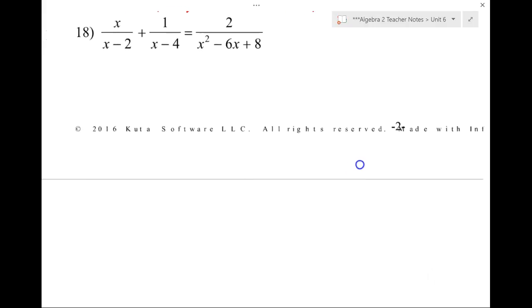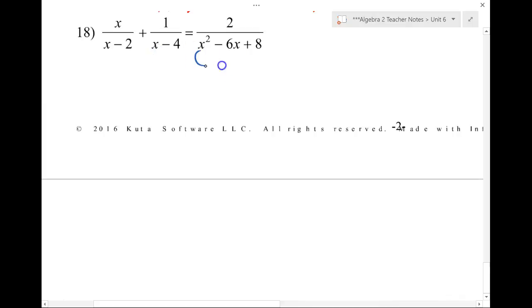Okay, so now I want to find some extraneous values first. In order to do that, I need to factor out one of these denominators. So this will be x, and let's see, 4 and 2 multiply to 8, can add to 6 if they're both negative.